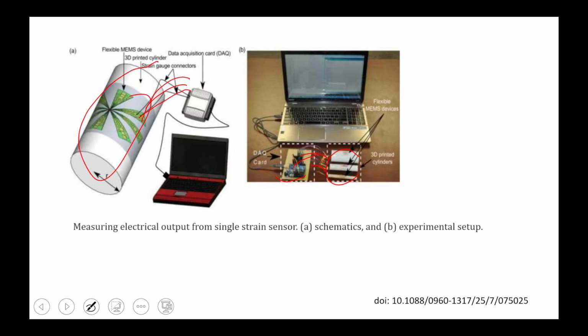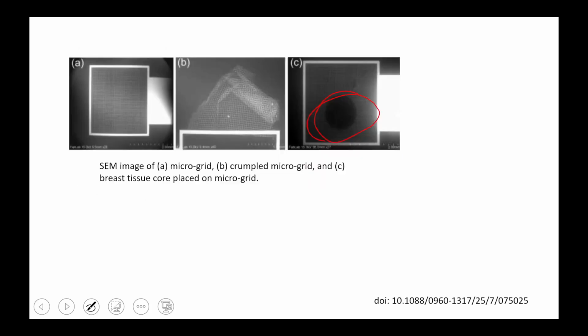So this is the same microgrid, and after that, breast cancer cells. This is the cell I have drop cast on that material. So see that, these are the images of the breast cancer cells A and B.